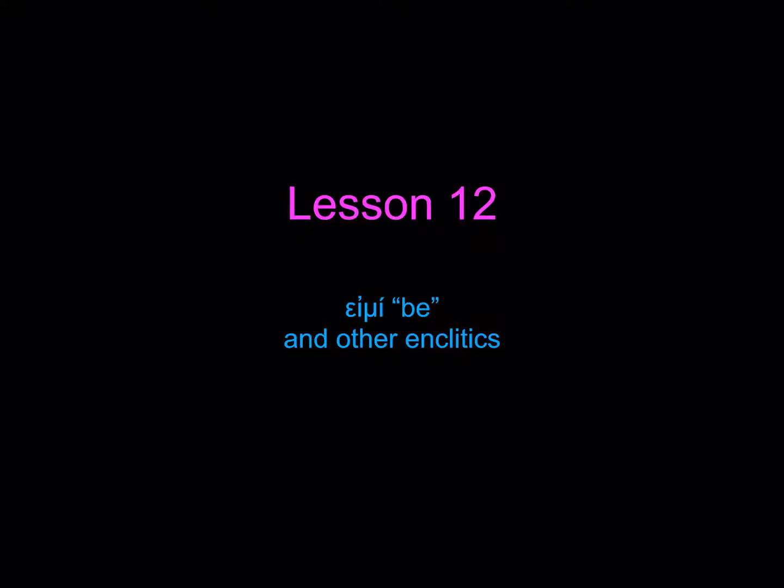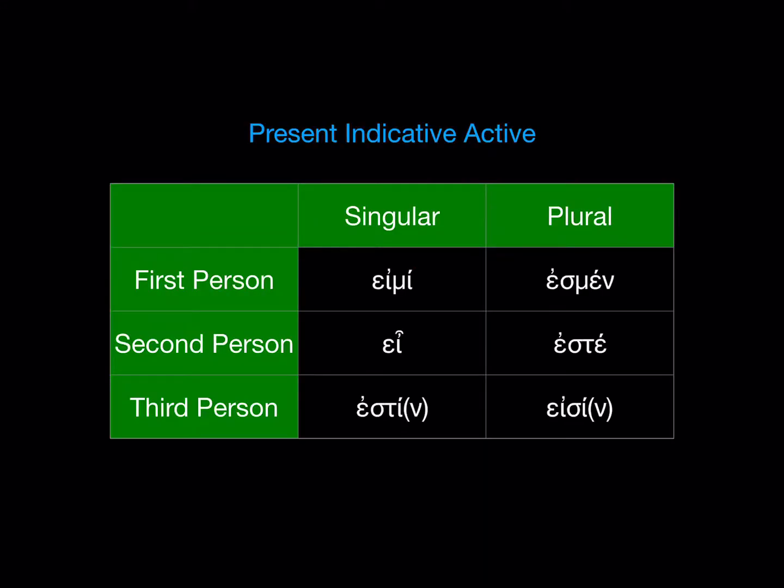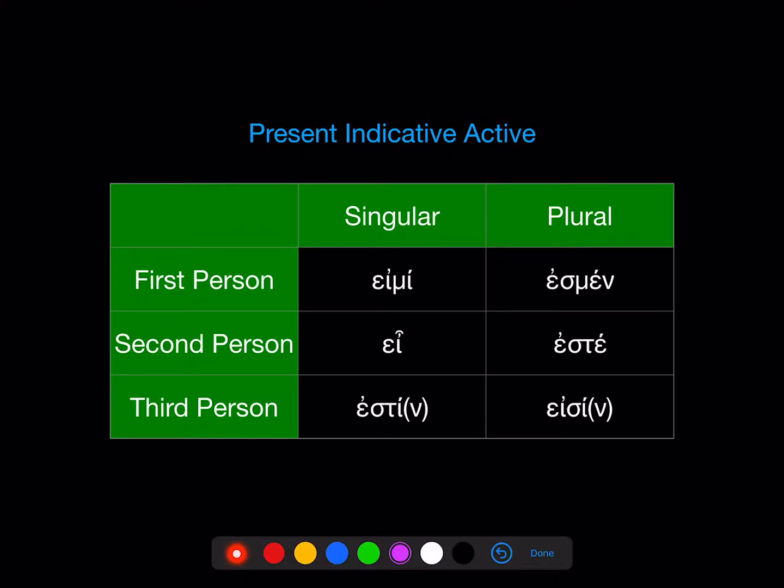Hello and welcome to our discussion of Lesson 12, where we learn the irregular verb eimi, "to be," and we learn about enclitics. So first off, the verb eimi, which means to be, is not an omega verb like all the regular verbs we've looked at before. It is a mi verb. And more than that, it's an irregular mi verb.